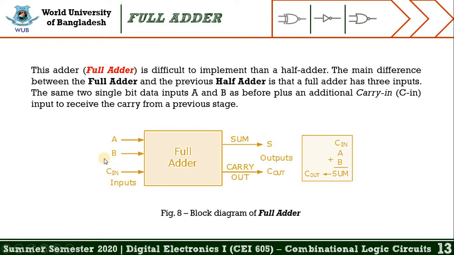Well, figure 8 represents the block diagram of the full adder. On the left side, you can find there are 3 inputs, symbolized as A, B and C respectively. And on the right side of the block diagram, you can find the 2 outputs. One is sum and another one is carry out, which are symbolized by capital S as well as C out respectively. So let's move into the next slide.